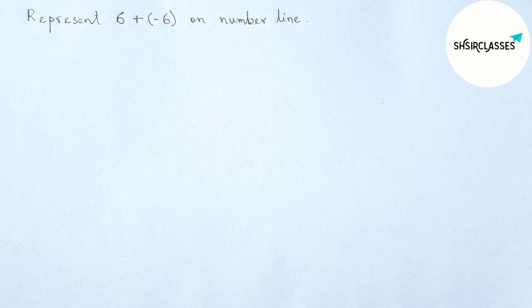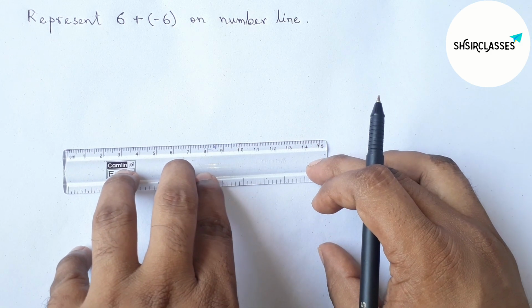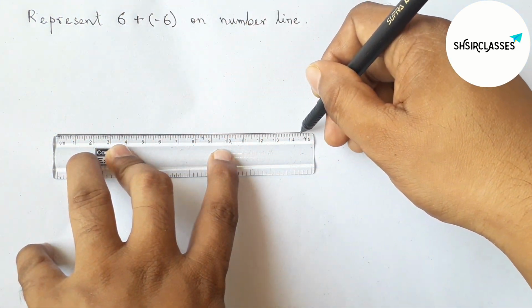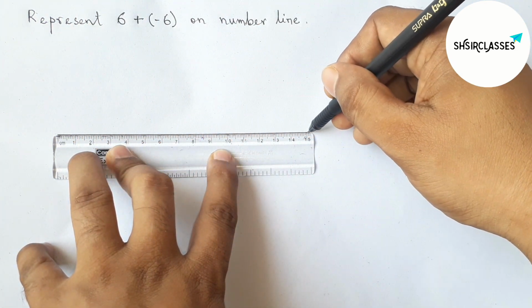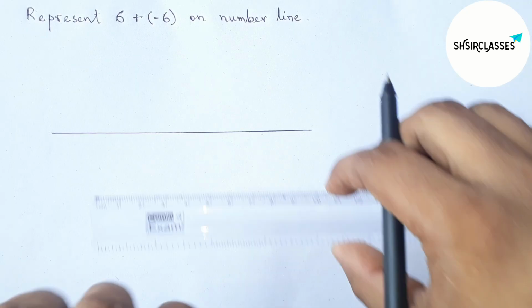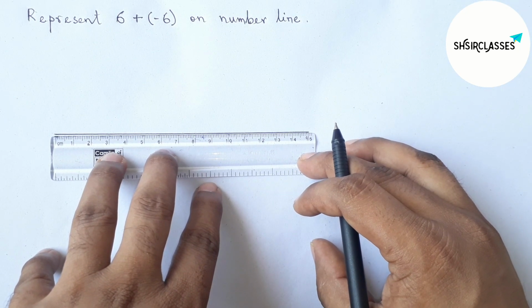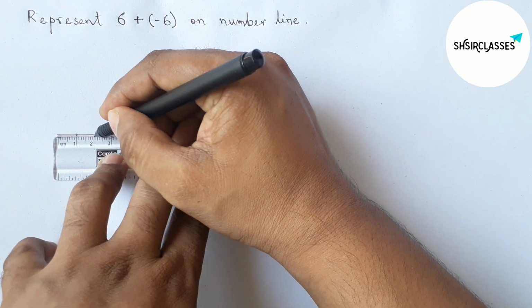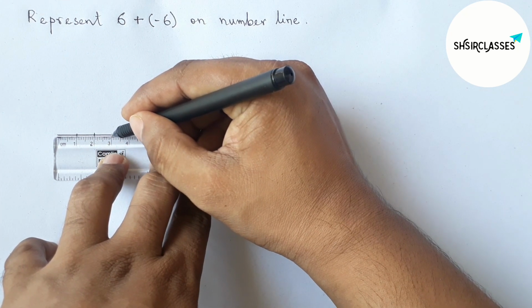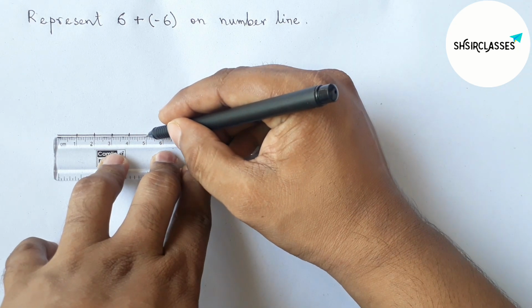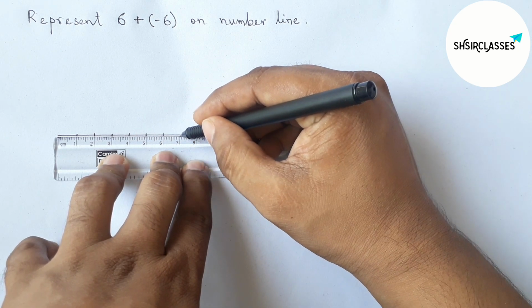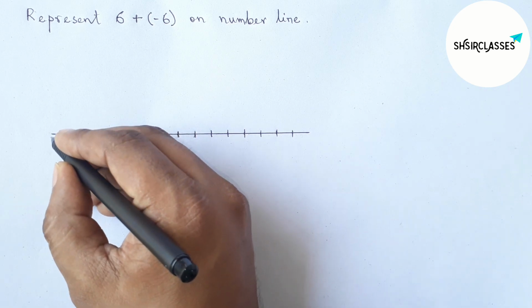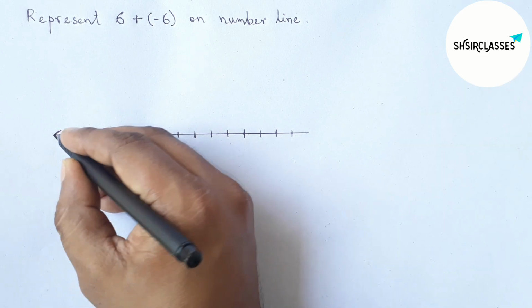First of all, let us make a number line. First, draw a line segment of any length this way. Next, use a scale and mark the numbers on the line. You can use another way to mark the numbers on the line, but if you use the scale, then the number line will be perfect. Next, put an arrow mark on both sides.